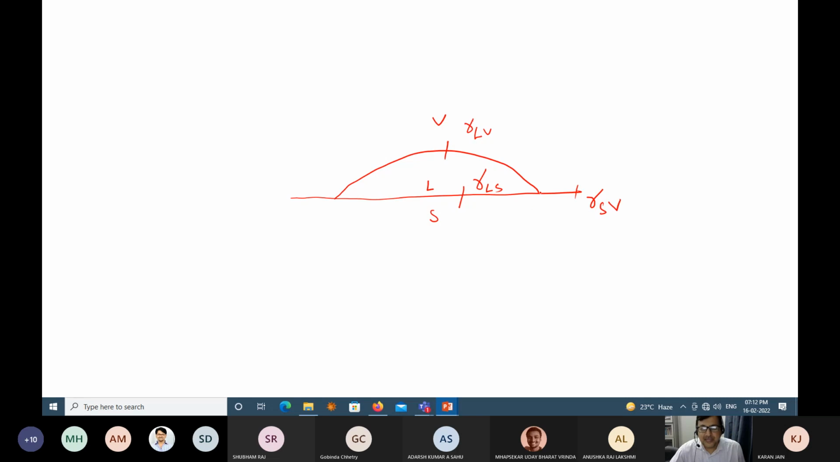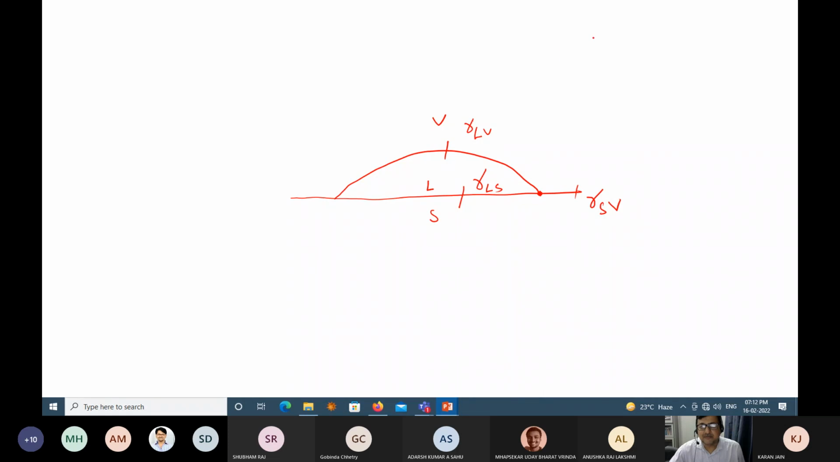So what is Young's equation? Suppose I have a surface and then I have a liquid drop like that. In this, this is a solid, this is a liquid, and this is a vapor. So at this interface, I have gamma LS. At this interface, I have gamma LV. And at this interface, I have gamma SV.